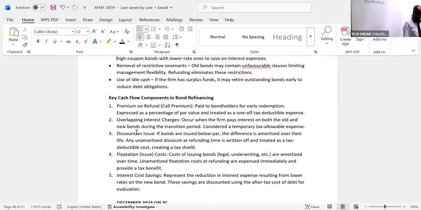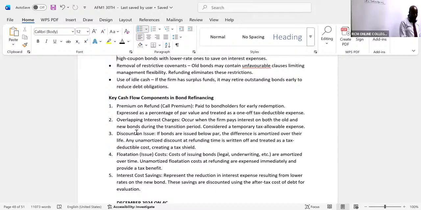All is well. Key cash flow components in bond refinancing. So whenever we talk of bond refinancing, what are the key concepts which I would be using to solve this question? Number one, we have what we call premium on refund. When you are retiring these old bonds, when you are repaying back these bondholders, the old bondholders, they will tell you, hey, you've retired our money prematurely. In this case here, give us a premium. Just like in most mortgages. Most mortgages, they'll always tell you to pay them something more, additional, just in case you want to pay the mortgage earlier.